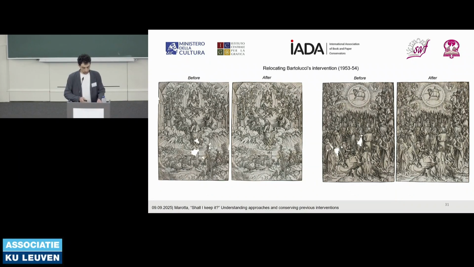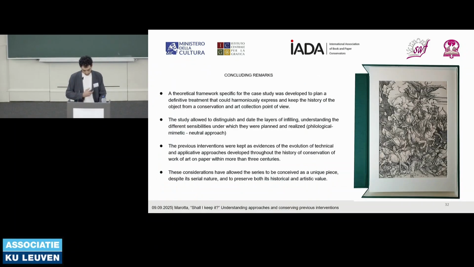The Fondo Pio Apocalypse embodies three different approaches that can be seen as a perfect example of a cultural heritage bearing traces of the development of approaches in the history of conservation: the philological, the mimetic, and the neutral approach. As a result, the stratifications were kept as evidence of the evolution of all these approaches and technical and applicative methods developed throughout the history of conservation of works of art on paper, through three centuries in this case. So these considerations have allowed the series to be conceived as a unique piece despite its serial nature, and to preserve both its historical and artistic value.